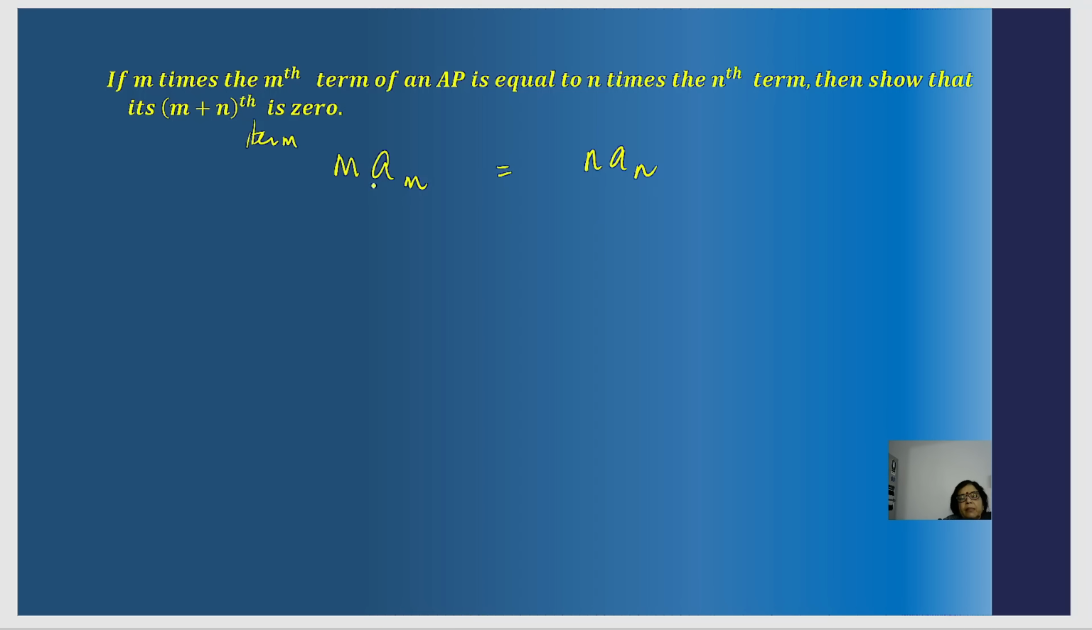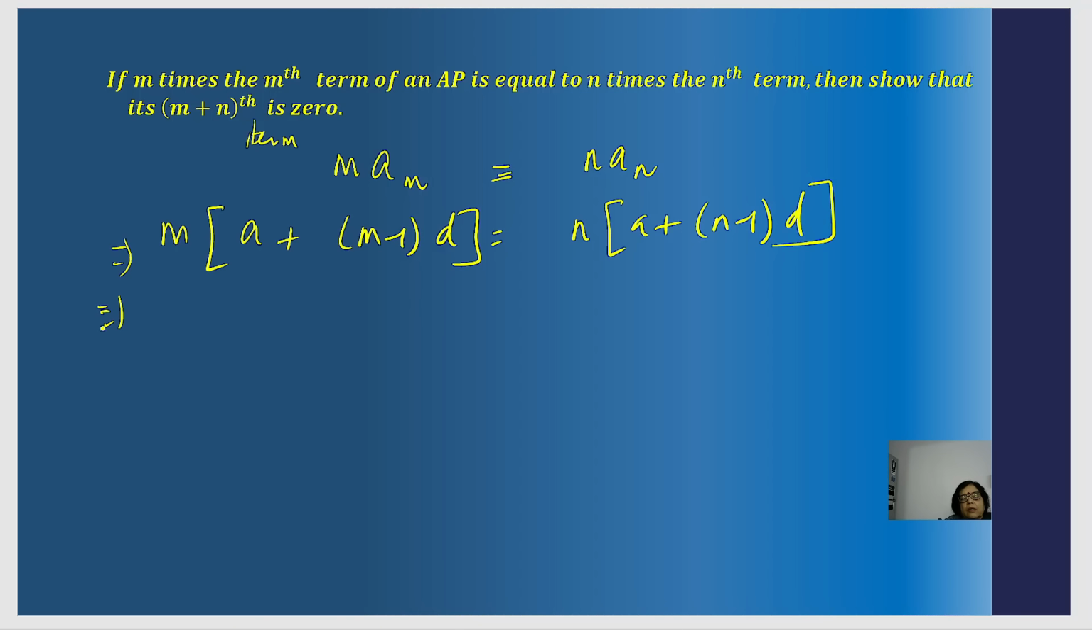That means if you multiply the mth term by m and multiply the nth term by n, they are both going to become equal. So m into a, again we apply the general term formula, so we get over here m into a plus m minus 1 into d is equal to n into a plus n minus 1 into d. Now in this particular question, see how the solution goes, now these are both equal.